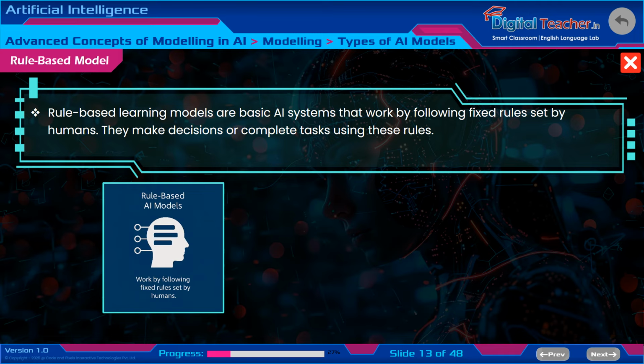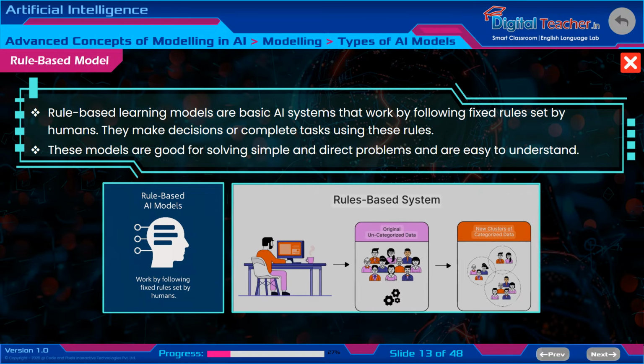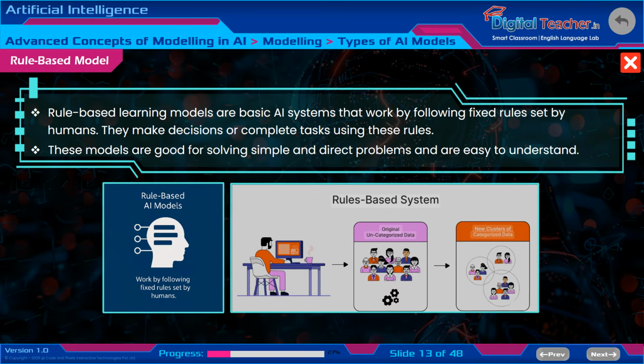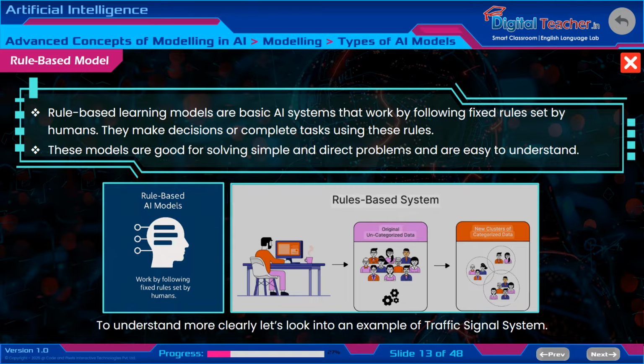Rule-based learning models are basic artificial intelligence systems that work by following fixed rules set by humans. They make decisions or complete tasks using these rules. These models are good for solving simple and direct problems and are easy to understand. To understand more clearly, let's look into an example of a traffic signal system.